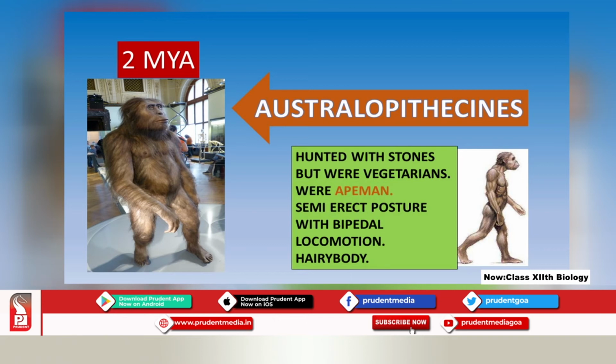Semi-erect posture, locomotion bipedal. That means it was now walking on hind limbs, not on all four. Hairy body, that's the ape feature. Another feature of the ape is the receding forehead or protruding upper jaw. Also the eyebrow ridges were very thick and protruding. So this is the Australopithecus.